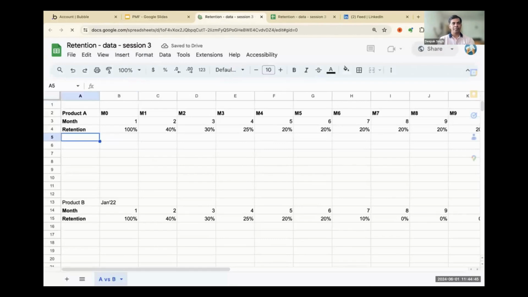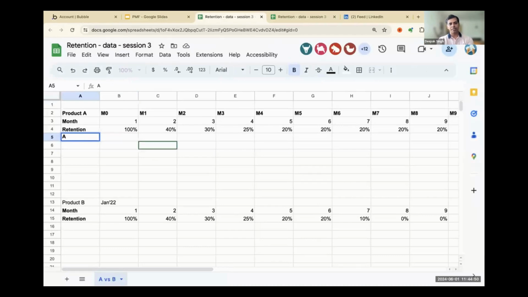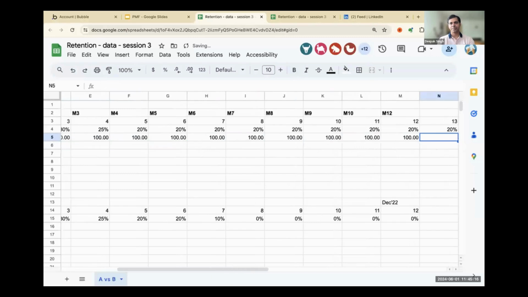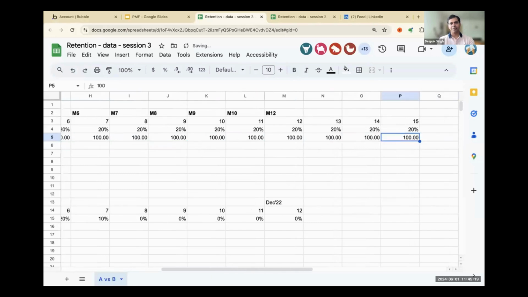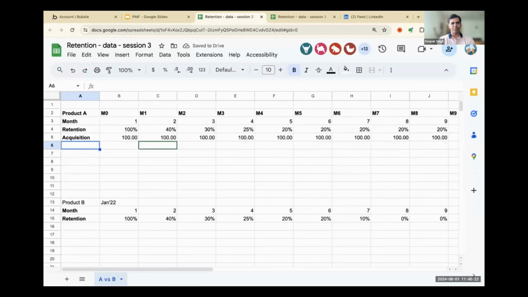So if you have worked on retention problems, it will be easy for you to see that acquisition and retention are usually two variables, right? And we are saying this is 100K. Okay. Right? So this is 100K every month. And for eternity, it's basically 20% retention.